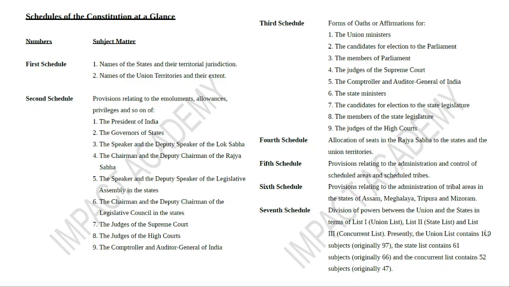So union list will be 100, 61, not 51, 61. State list will be 61, and concurrent list is 52. Okay, originally 47, here originally 66. So 5 have been taken from here and added here.